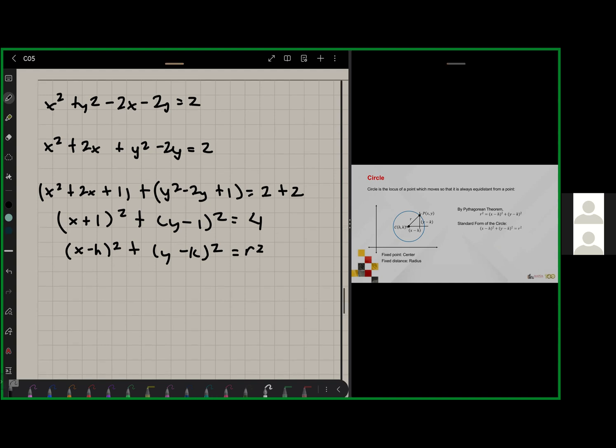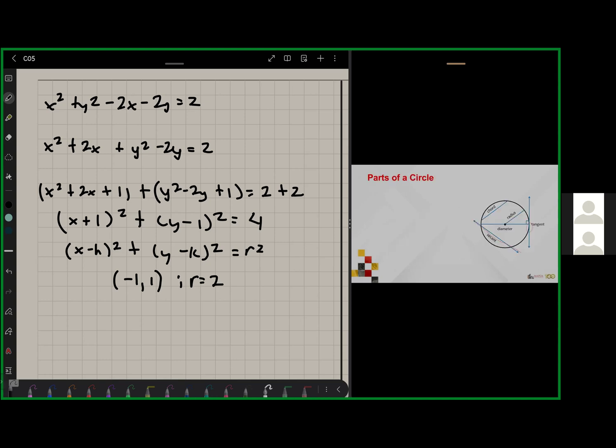If you look at this, our center is at negative 1, comma 1, which is our h comma k, wherein our r squared is 4, so our r, or our radius, is equal to 2, since 4 is in r squared form. I think that's it when we are solving circles. That's how we solve circles.